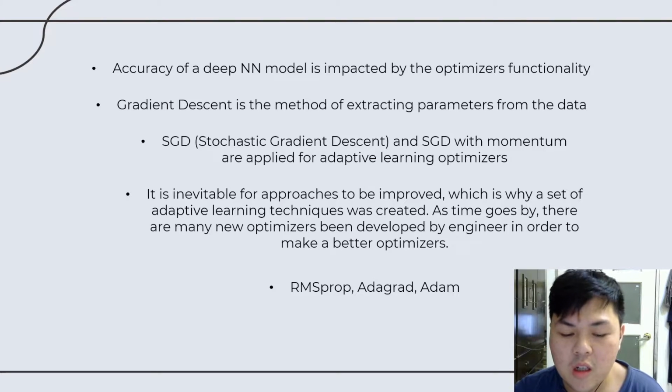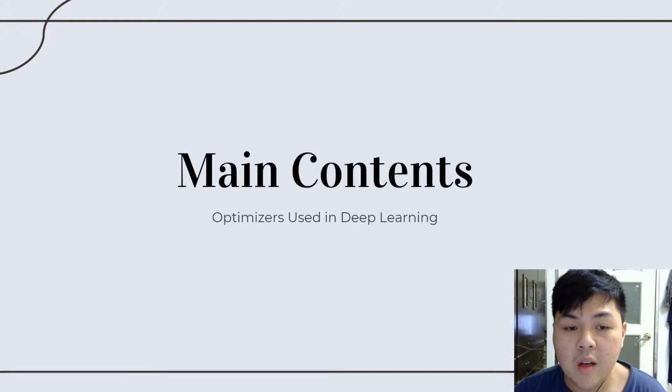And in this report, I want to study and compare the different types of optimizers in deep learning that can help neural network models quickly find or approach their corresponding optimums, and also compare the performance of each optimizer to the traditional gradient descent. And so, the main content of my presentation is optimizers used in deep learning.